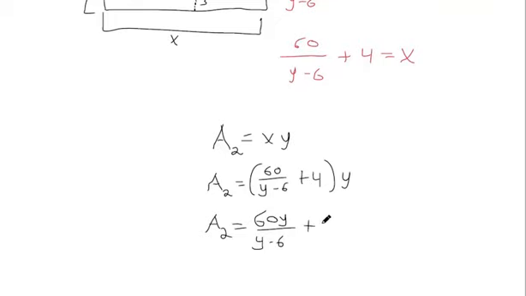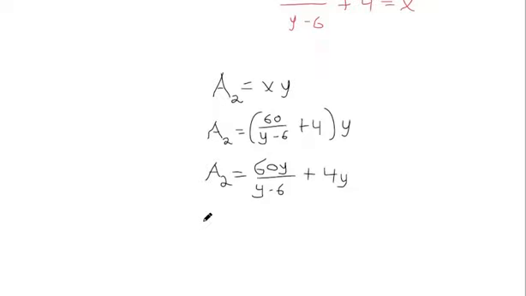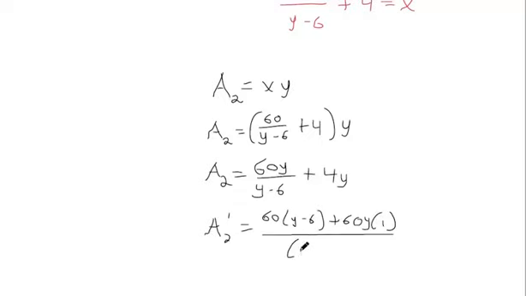And then y times 4 makes 4y. So that's our function for the area in terms of just y. So we want to take a derivative and set it equal to 0 to try to maximize it. So this derivative needs the quotient rule. It's a derivative of the top function times the bottom function kept the same, plus the top function kept the same times a derivative of the bottom function, all over the bottom function squared.